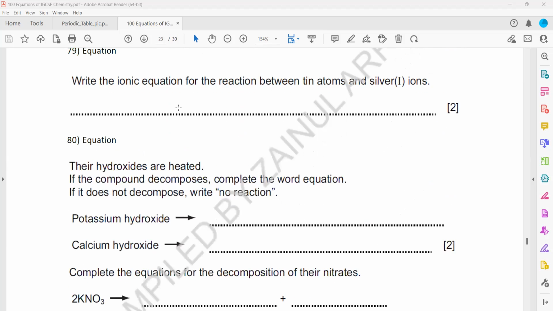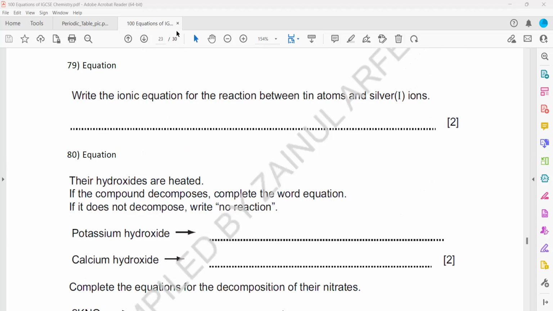Write an ionic equation for a reaction between a tin atom and a silver one ion. Tin is Sn and silver is +1. Tin is more reactive and tin valency is +2. So Sn 2+ will be there, and Ag. Then we just have to balance the equation.